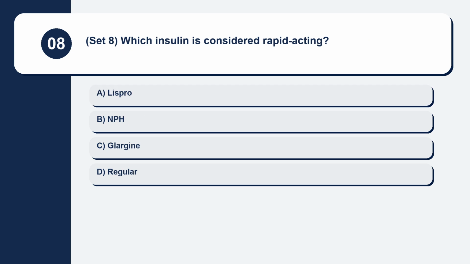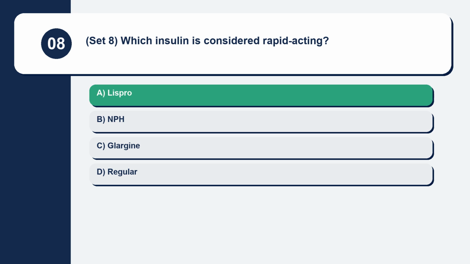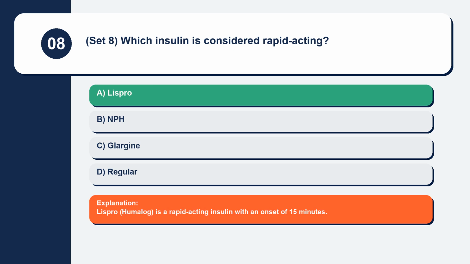Question 8. Set 8. Which insulin is considered rapid-acting? Lispro, NPH, Glargine, regular. Lispro, Humalog, is a rapid-acting insulin with an onset of 15 minutes.